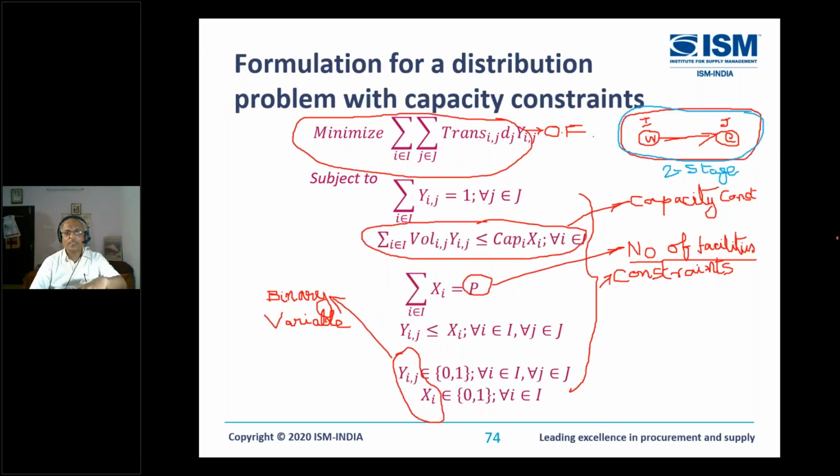Now, if you use capacity constraints, then you will have another constraint like this. I have shown the capacity constraint, and here the two stages are there. The total capacity of a particular warehouse Xi must be more than the volume which is going from that warehouse to the customers. So it's quite obvious it should be less than capacity.